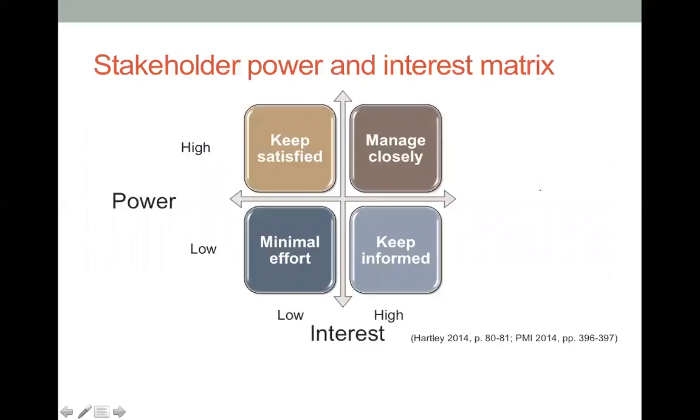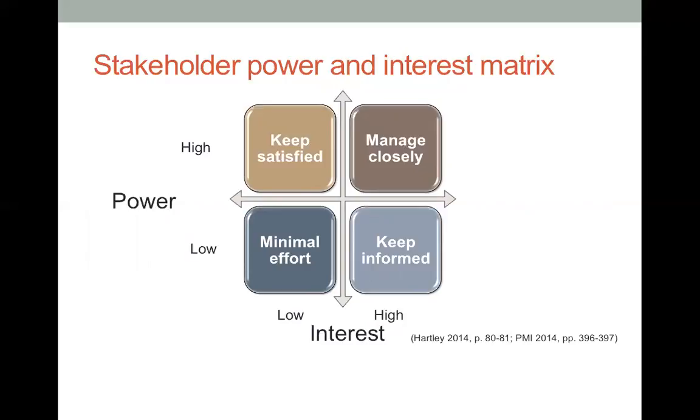Okay, after that, we can map them based on the interest and power that they have. So here we can understand our strategy in terms of managing our stakeholders. We have low and high interest, low and high power. If the stakeholder is categorized as low interest and low power, we say it is minimal effort that we need to spend. As a contrast, if the stakeholder has high power and high interest, then we need to manage them closely.